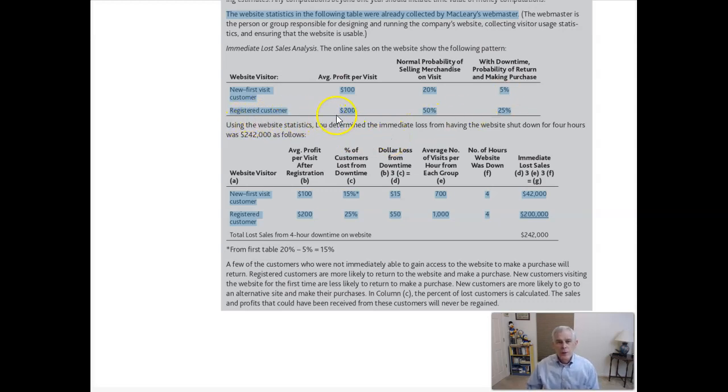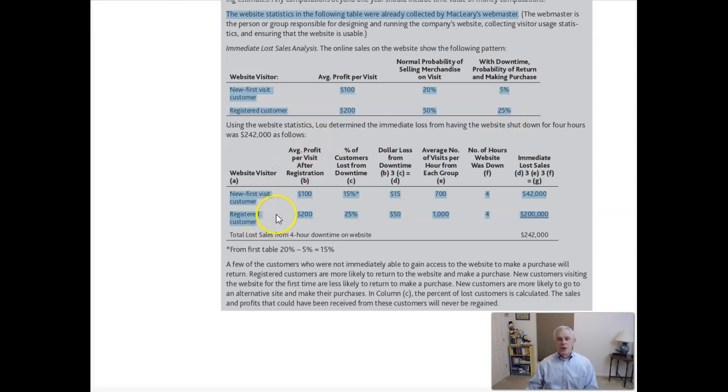A registered customer, the webmaster says, when they come on, then 50% of regular customers come in, they look around, 50% will buy. When they buy, the average profit is $200. But with the downtime, you're going to lose half of them. What they were going to buy, they're losing half of what they were going to buy. Only 25% will come back and buy that item. So you can see we're looking at immediate losses, and in a lot of these cases, the customer will not come back and then buy that.